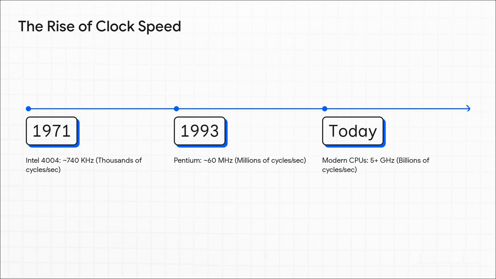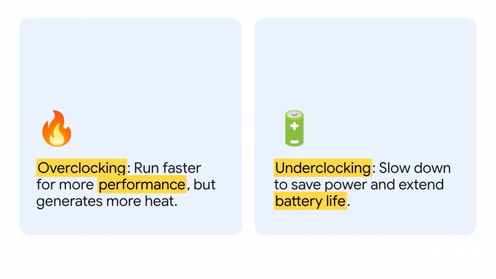And the speed of that clock, it's just exploded over the years. The very first microprocessor back in 1971 ran at thousands of ticks per second. By the 90s, we were at millions. Today, we measure it in gigahertz. That's billions of cycles every single second. It's just wild. And what's interesting is that this speed can actually be changed.